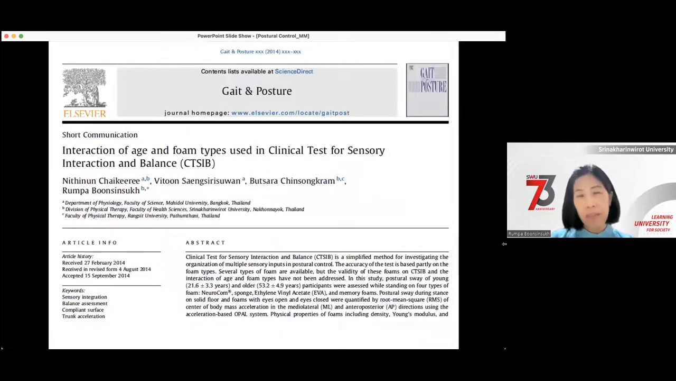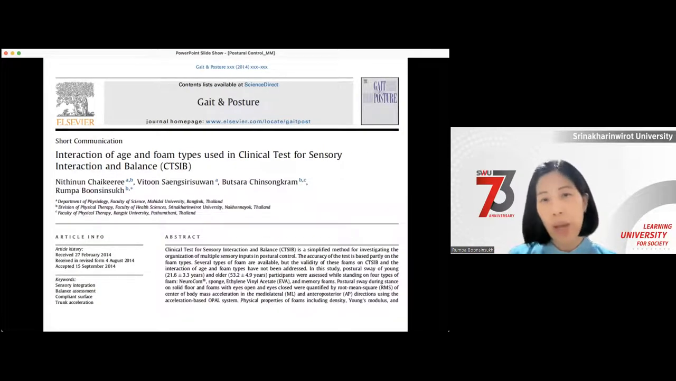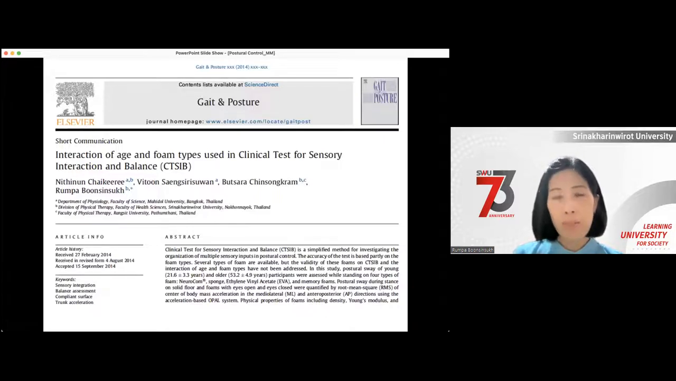Before we used the BEST test, we wanted to know about the foam used in the assessment, because we wanted to know which type of foam is appropriate to be used for the assessment. When I mention the appropriate foam for assessment, we want a foam that, when the patient stands on it, can perturb balance. So the patient has to try to maintain balance. It should not be flat, similar to the floor, because otherwise it is equivalent to standing on the floor, okay?